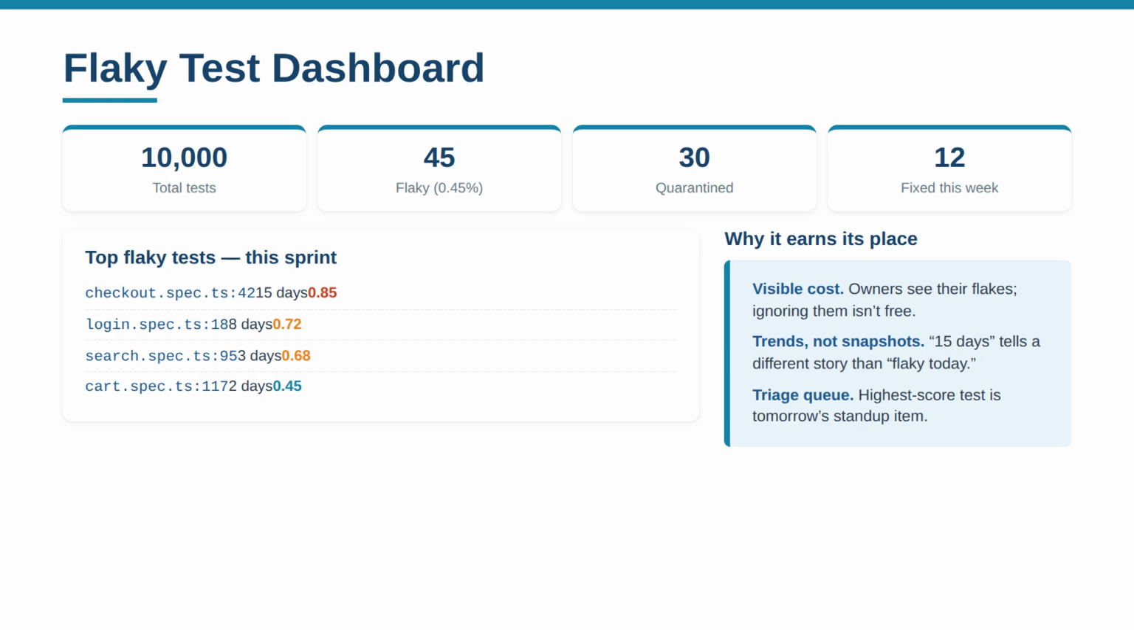3 things make this dashboard earn its place. Visible cost. Owners can see their flakes, so ignoring them is no longer free. Trends, not snapshots. A test that's been flaky for 15 days tells a different story than one that appeared yesterday. And a triage queue. The highest scoring test on this list is tomorrow's stand-up item, not something that can silently accumulate.